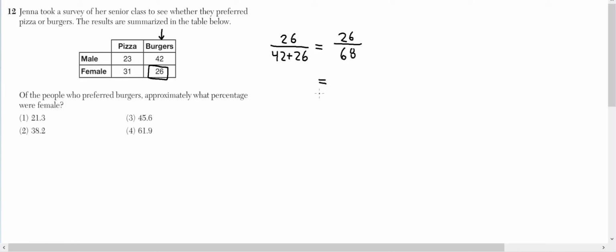And putting this in the calculator, I get a decimal of 0.38235... And so to convert this into a percentage, we just have to move the decimal place 2 places to the right. And so this could be 38.2 and other decimals percent. And so that means for question number 12, we take choice number 2.